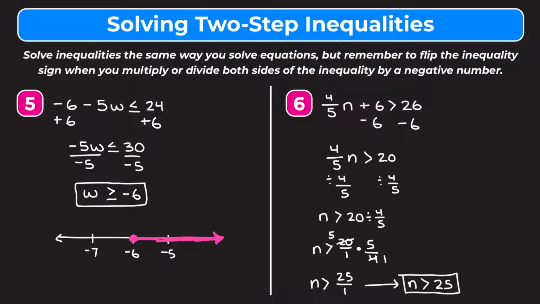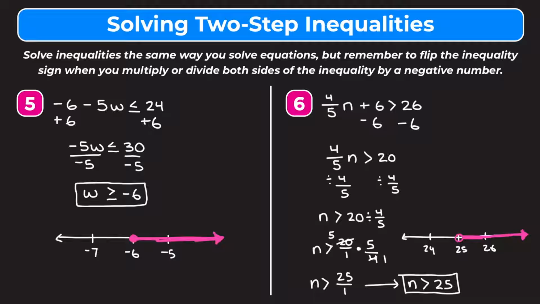And finally, we are just going to plot this quickly on a number line. So 25, 26, and 24. N is greater than 25. It cannot equal 25. So we're going to put an open circle at 25. And greater than tells us to shade to the right. So that's how we graph n is greater than 25.